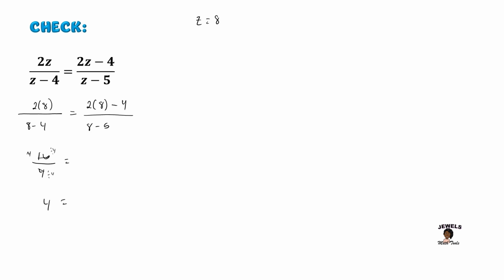So 2 times 8 is equal to 16. And then when 16 subtracts 4, that will equal 12. 5 minus 8, 8 minus 5, sorry, is equal to 3. Now when we divide 3 into 3 and 12 into 3, we are going to get 4. So both sides of our equation equal 4, which means that z equals 8 is the correct answer for our equation. Okay, so there you have it.